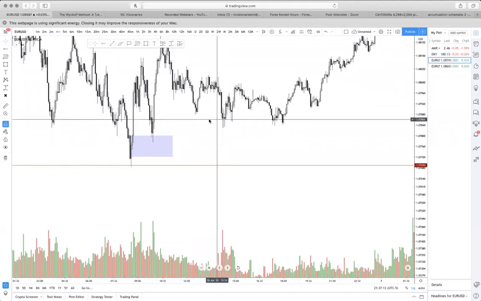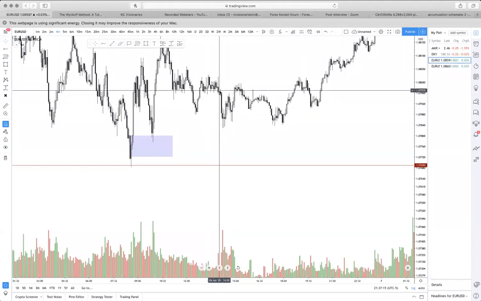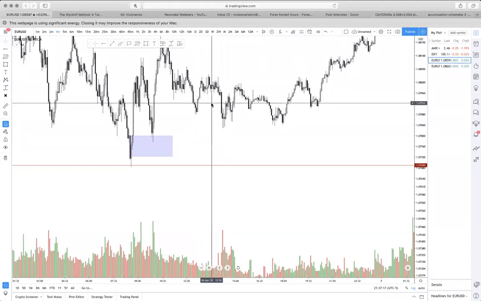What industry? I have no fucking clue, bro. I'll be real with you. I literally just looked up top weed stocks to buy, and I looked at it and I liked the setup and I took it.